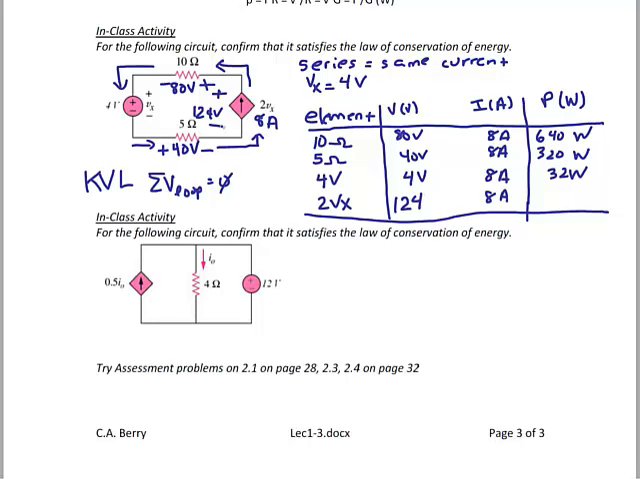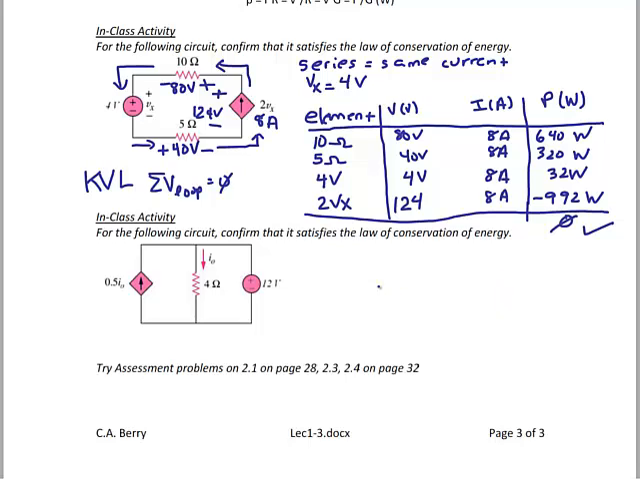Since the current goes into the negative and out of the positive for the dependent source, that yields 992 watts delivered. Since the sum of the absorbed and delivered power sums to 0, we can say that this circuit does obey the law of conservation of energy.